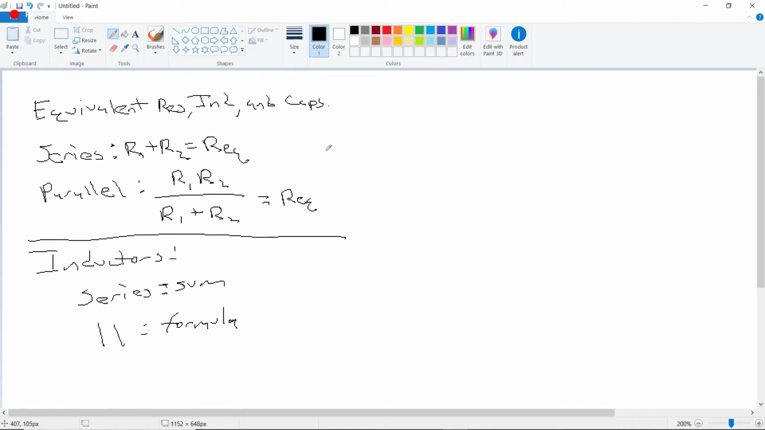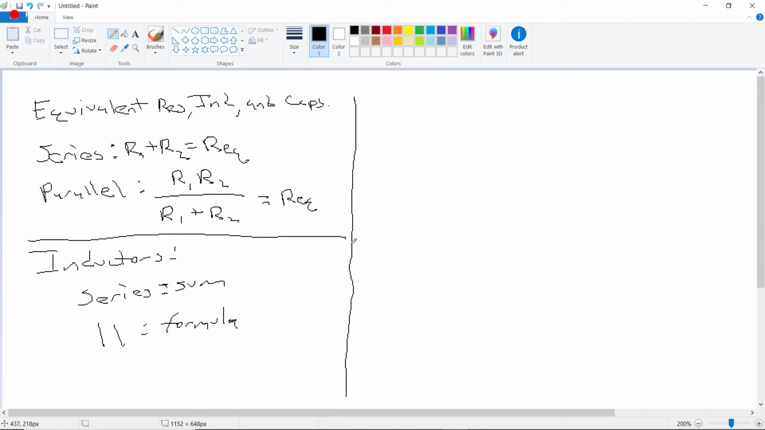But here's where things get weird, capacitors. So capacitors are the exact opposite of resistors. So if you have two series capacitors, you actually use the parallel formula. And if you have two parallel capacitors, you actually use the series formula. And that's something that might come up in one of your homeworks or on one of the exams.